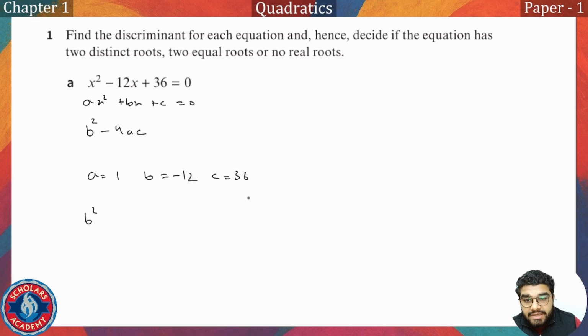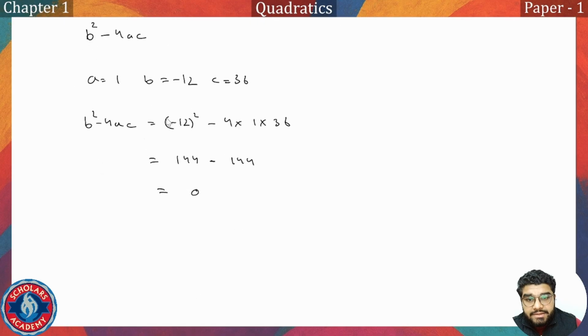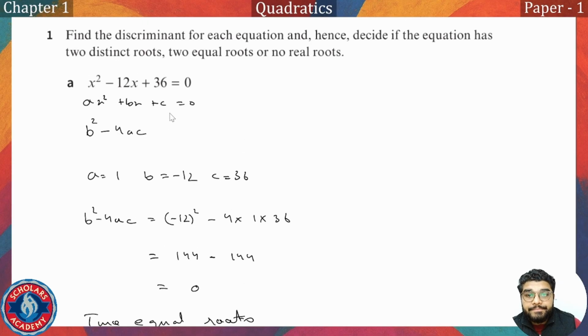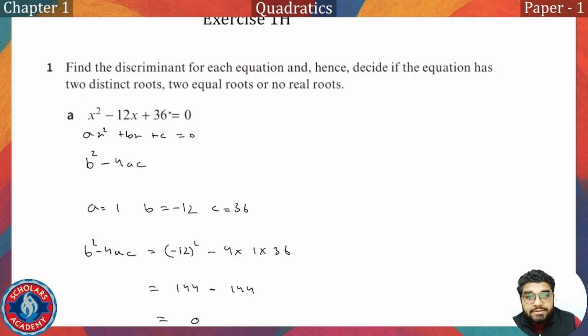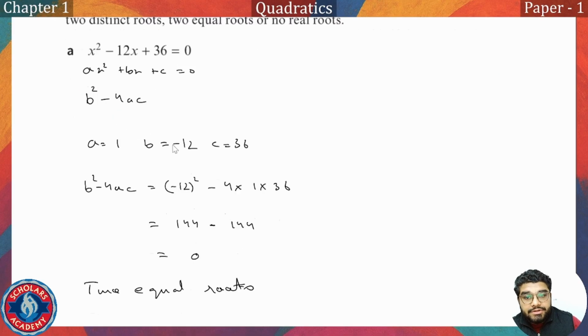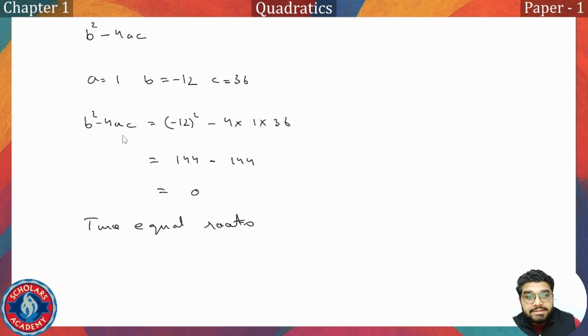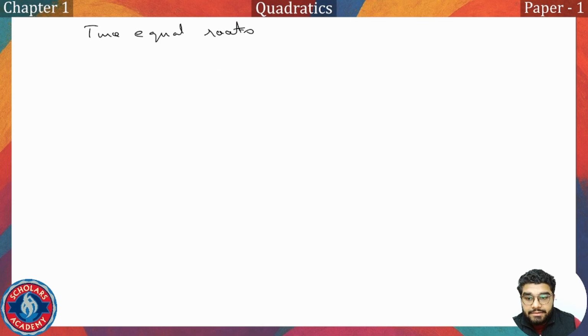So if I find the value of b square minus 4ac, that will be equal to negative 12 square minus 4 times 1 times 36. So we get 144 minus 144, this is equal to 0. It means we get two equal roots. Okay. So we need to answer two distinct roots, equal roots, or no real roots. So the roots that we are getting are two equal roots because our discriminant is equal to 0. Right? Let's move forward.